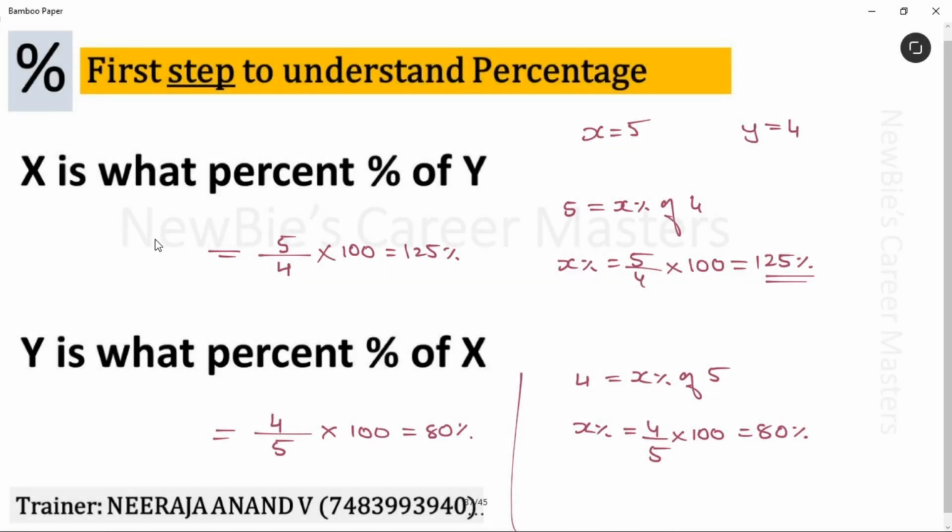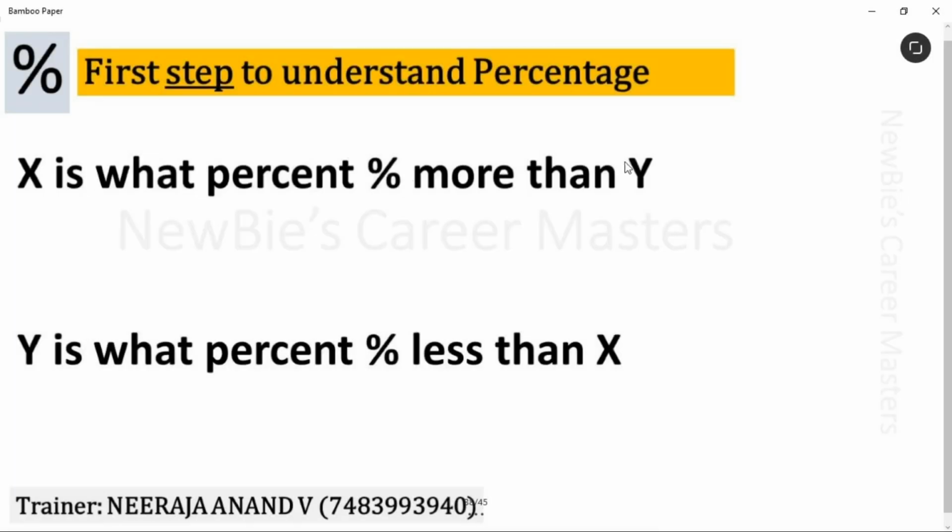Newbies, formula is X divided by Y. See, this value we are comparing with Y, right? That's why Y should come to the denominator into 100. Okay, for the second question, it is Y by X into 100 because the comparison is with X now. Am I clear? Let's discuss this pattern now. I'll assume the same values, X value 5 and Y value 4.